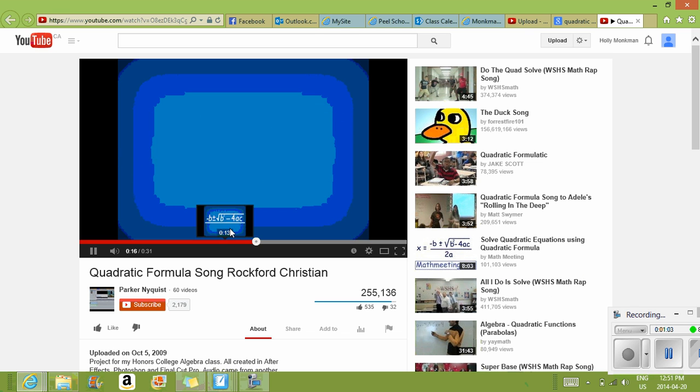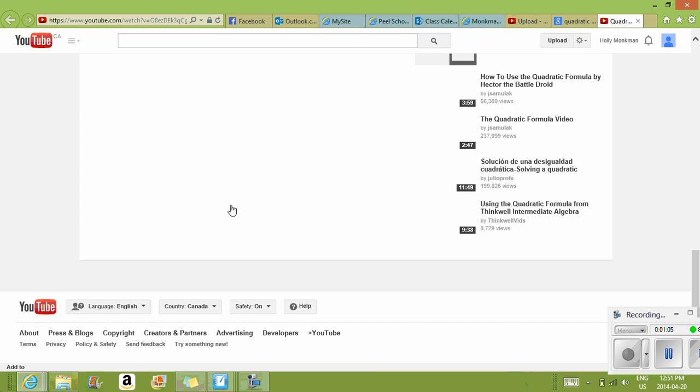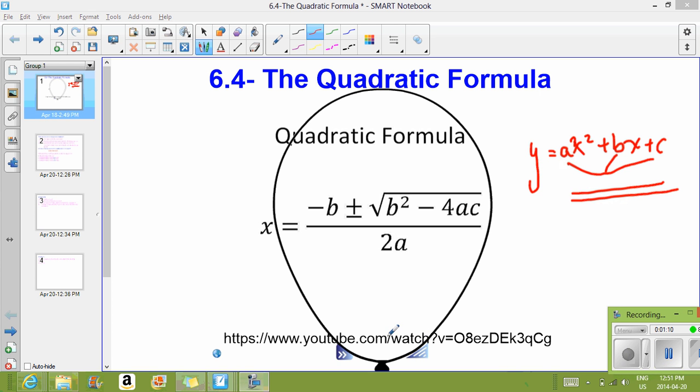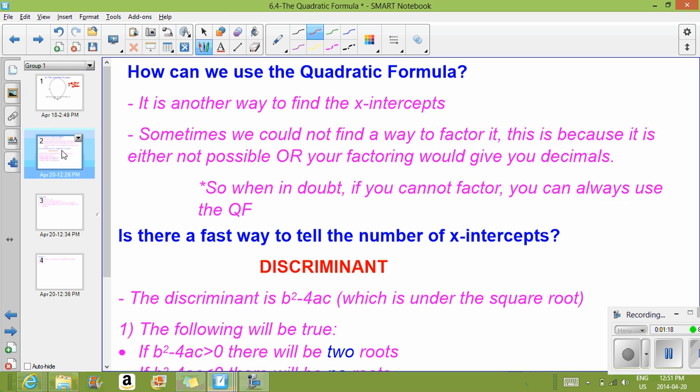So hopefully that helps you remember the quadratic formula. And if not, the link is here so you can follow it and watch it again to try and help you remember. So it's negative b plus or minus the square root of b squared minus 4ac, all divided by 2a. Now, how can we use the quadratic formula?